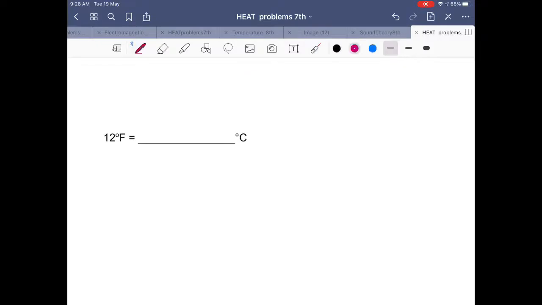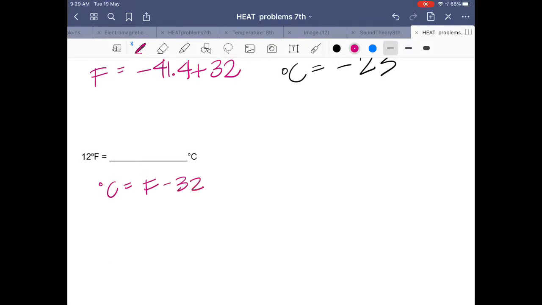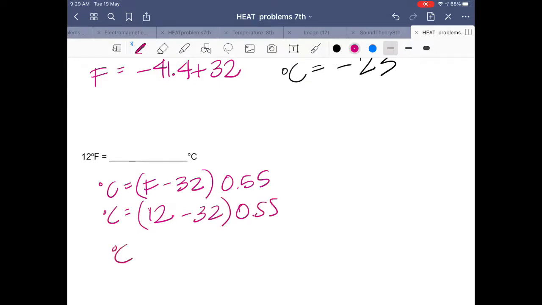Then in this one, you have 12 degrees Fahrenheit to Celsius. So you will have degrees Celsius equals Fahrenheit minus 32 times 0.55. So degrees Celsius equals 12 minus 32 times 0.55. Degrees Celsius equals negative 20 times 0.55, negative 11.